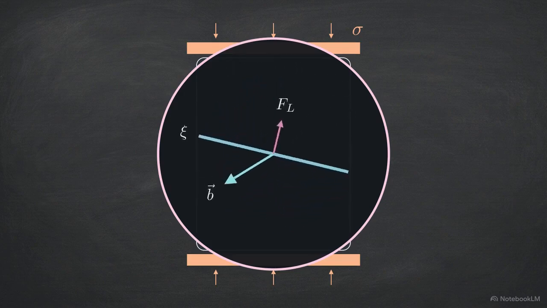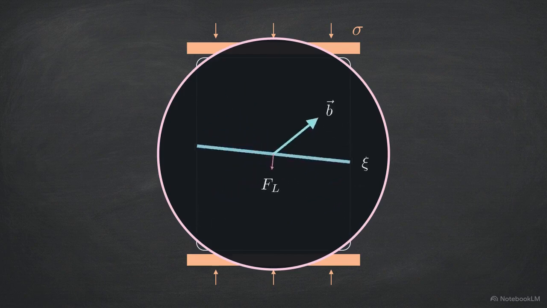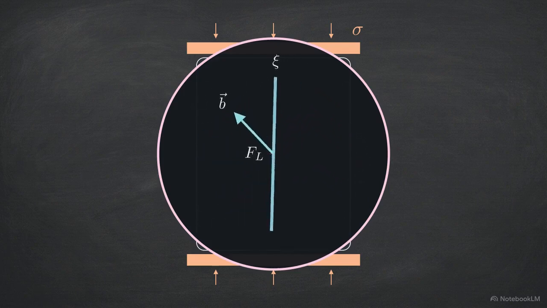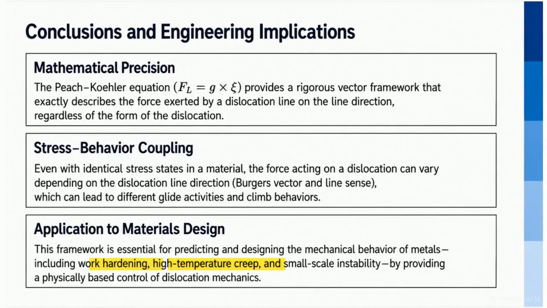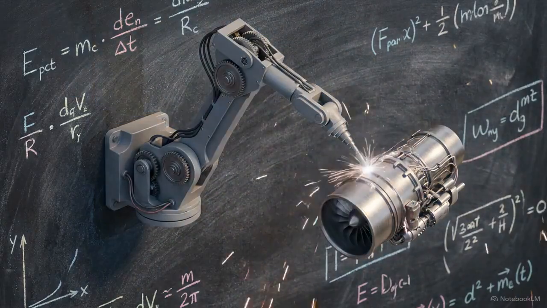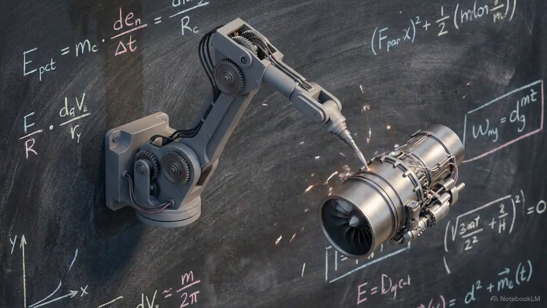The specific force depends entirely on the orientation of the dislocation line and its Burgers vector relative to the stress tensor. Applying this framework is essential for predicting the mechanical behavior of metals. By calculating these directional forces, engineers can model behaviors like work hardening and high-temperature creep. The Koehler equation serves as the foundation for physically predicting and controlling the mechanical behavior of modern materials.